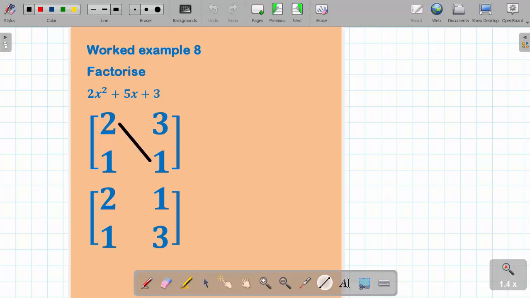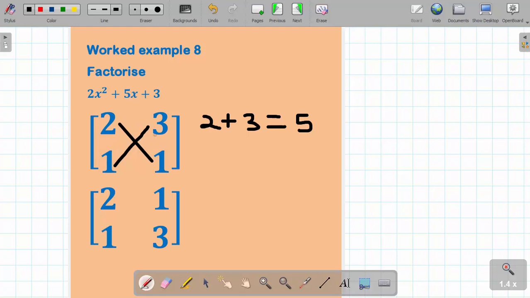So if I cross 2 times 1, what do I get? I get 2. Then plus another cross, 1 times 3, I get 3. Okay, so when I add the 2 and 3, what do I get? I get 5, fortunately. Because my coefficient here is 5, it means it's going to be the right pair here.